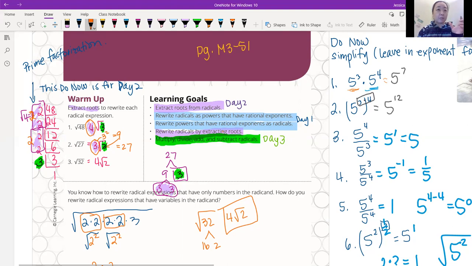So again, 4 squared is 16. 16 times 3 is 48. And right here, same thing here. So 4 squared and times 2, that will give you the 32. So I thought that was a good way to check that.